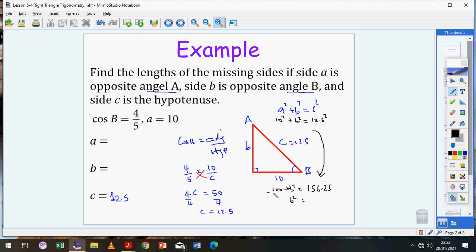I'm going to subtract 100 from both sides. 156.25 minus 100 is 56.25. And therefore, if I take the square root of both sides, I end up getting that the value of B is 7.5. I found B and C, and A was already given. This is how I can use what I know to find what I don't know in a right triangle.